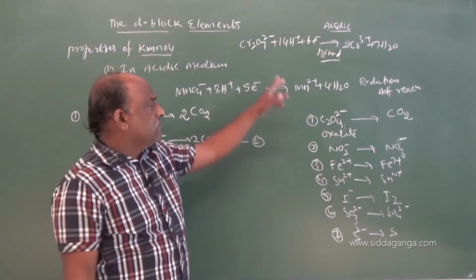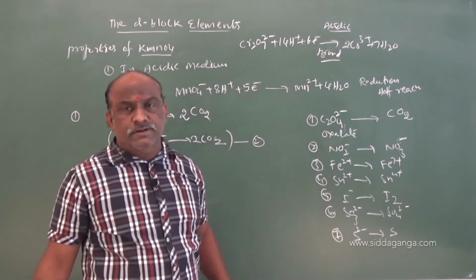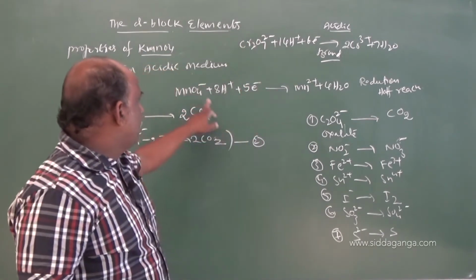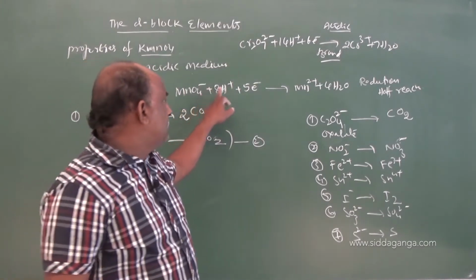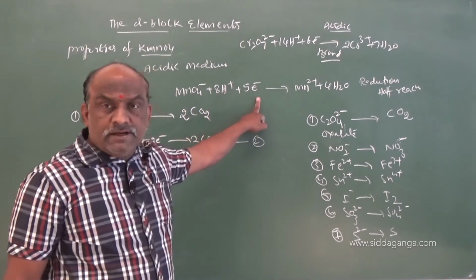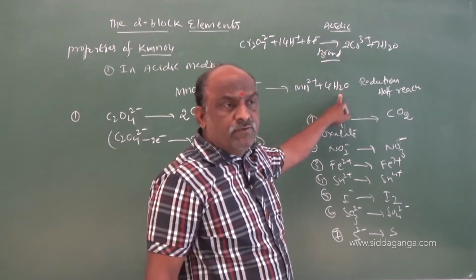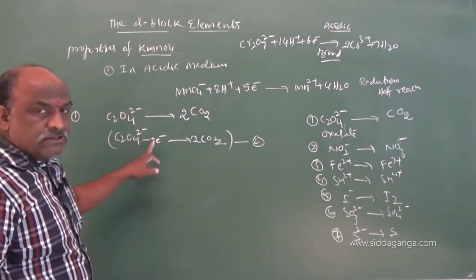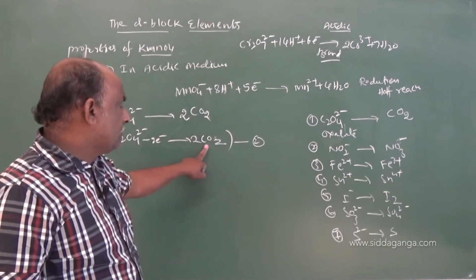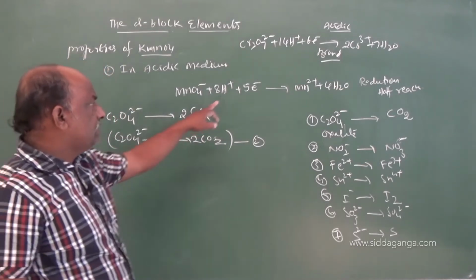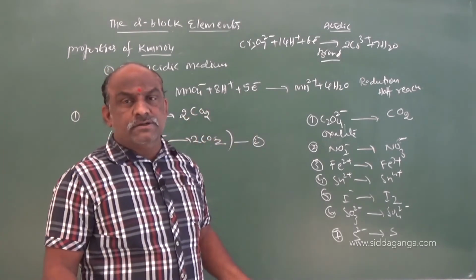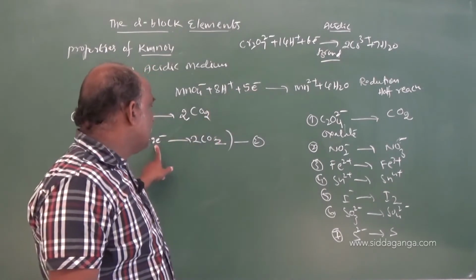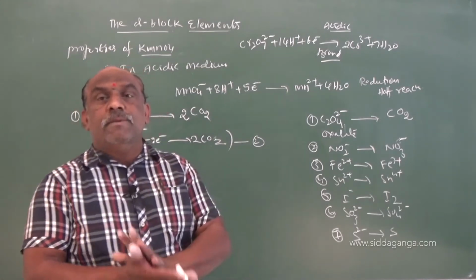These are reduction reactions. This is balanced equation 1 with respect to potassium dichromate. But here, what is the balanced equation? MnO4 minus plus 8H plus 5 electrons gives Mn2 plus 4H2O. And for the oxalate ions, C2O4 2 minus gives 2 CO2 plus 2 electrons. In one equation 2 electrons, in the other 5 electrons. Then multiply with 2 and multiply with 5. Then the 10 electrons get cancelled. The remaining equation is the balanced equation.